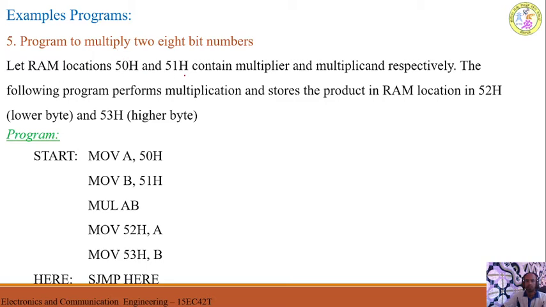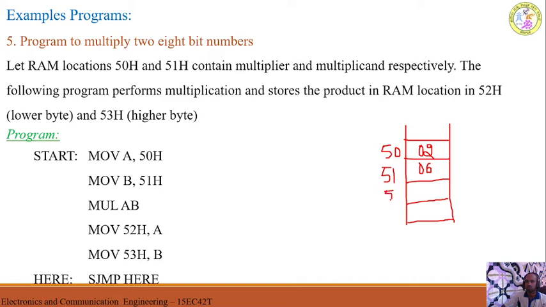Let the RAM locations 50 and 51 contain the multiplier and multiplicand respectively. That is the numbers we need to multiply. One number is in 50, another number is in 51. So I will take the memory locations here. Let's assume the 50H memory location contains the number 02, and the 51 memory location contains the other number, 06. I want to multiply these two, and whatever result we get after multiplication will be stored in the next memory locations, 52 and 53.